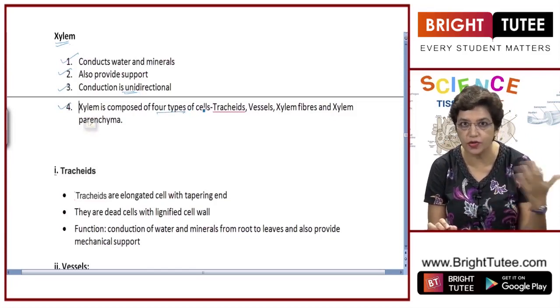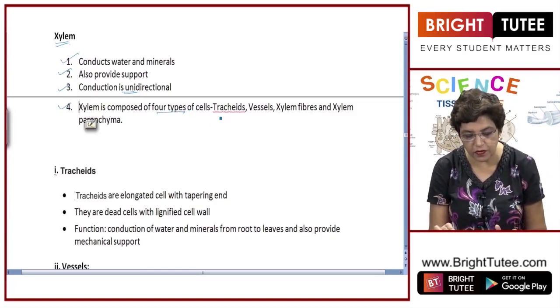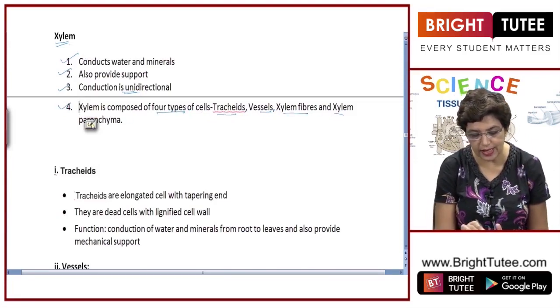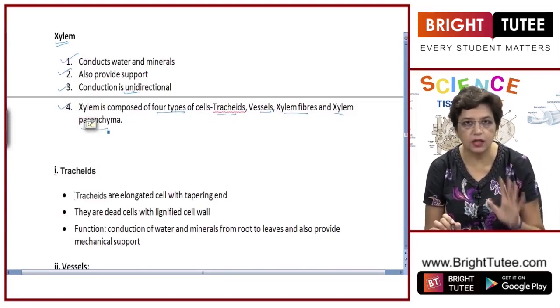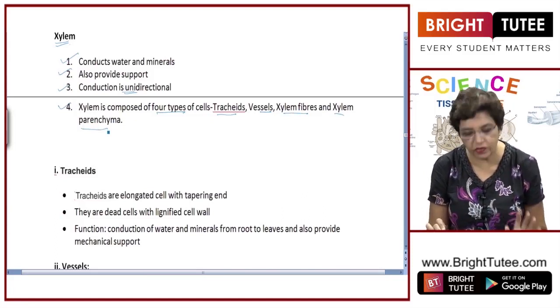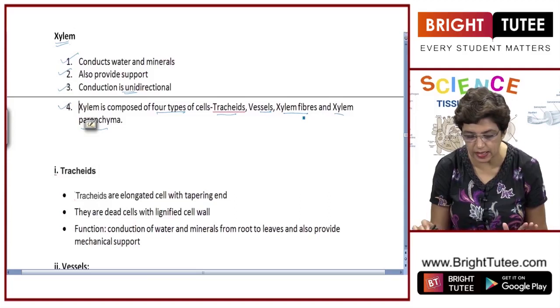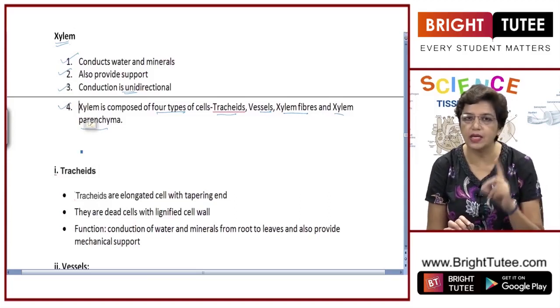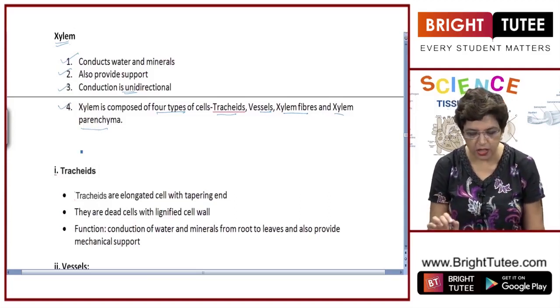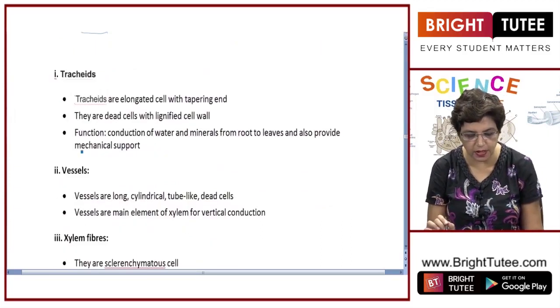Since it is a complex tissue, there are different types of cells, four types of cells, that is tracheids, vessels, xylem fibers and xylem parenchyma. Out of these four types, tracheids, vessels and fibers are the dead cells, while xylem parenchyma is the living cells. So a little detail about these four types.